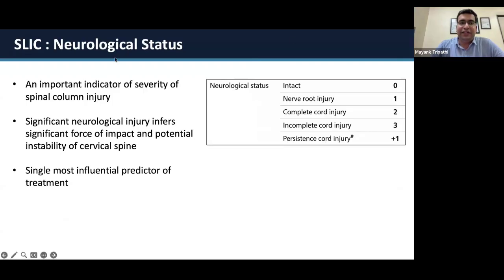According to the SLIC classification, the neurological status was considered the most important, and it was the single most influential predictor of the treatment.